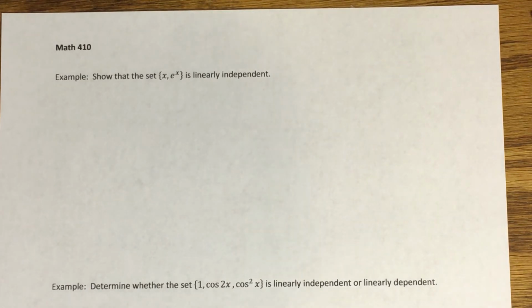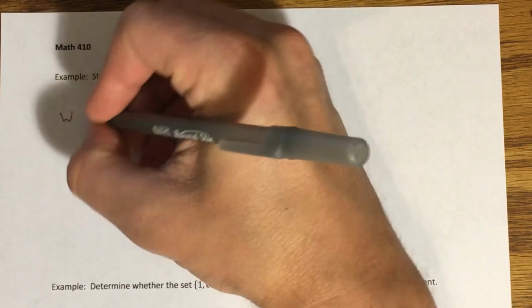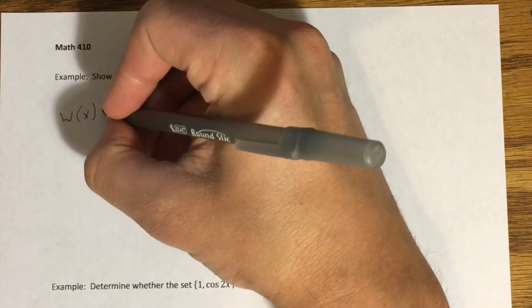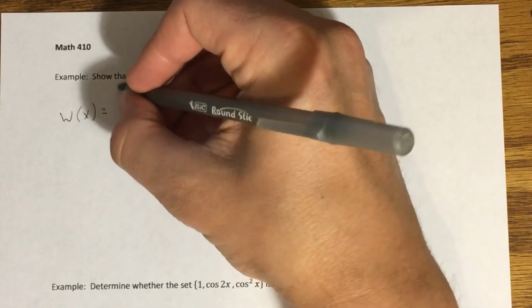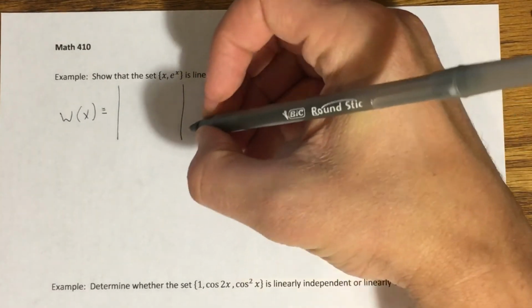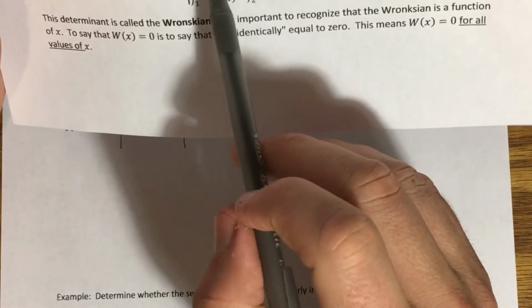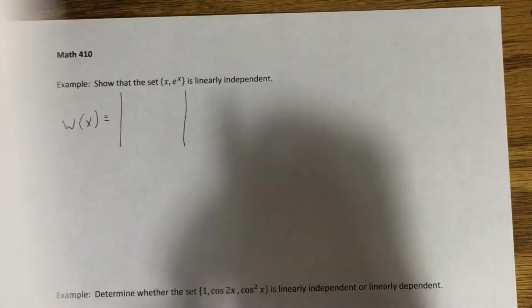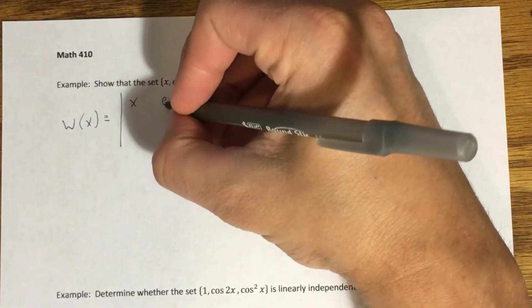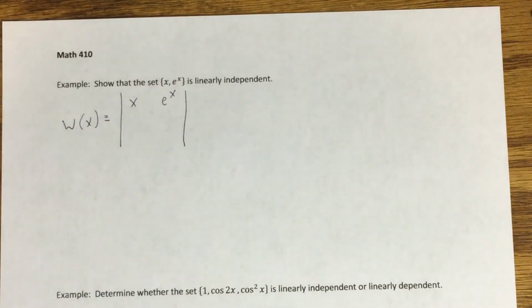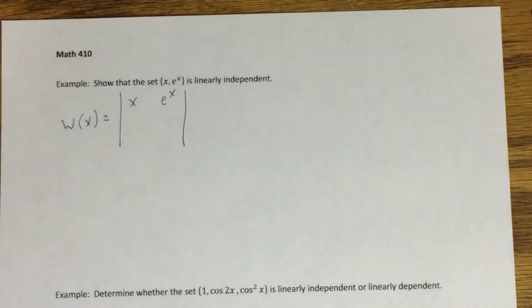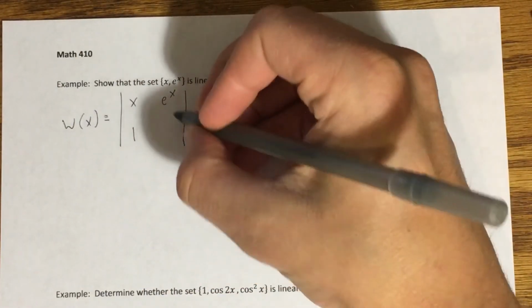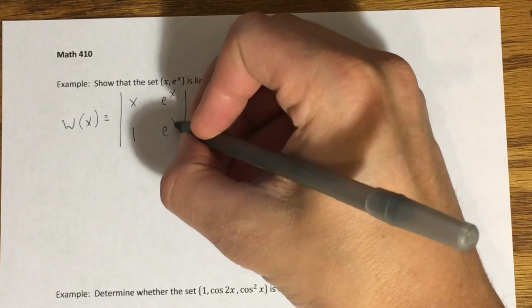So we need to construct this Wronskian. W of x equals, okay. Now again, let's come back over here and look at what the Wronskian looks like. My first row is going to contain the functions as is. So x and e to the x. My second row should contain the derivatives of those functions in the same order. So the derivative of x is 1, derivative of e to the x, still e to the x.